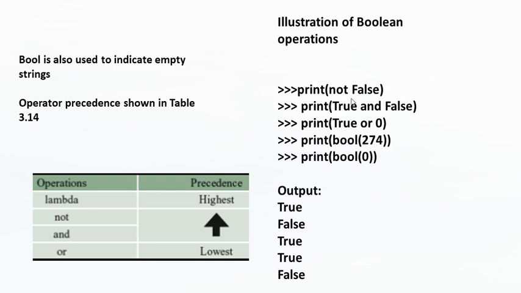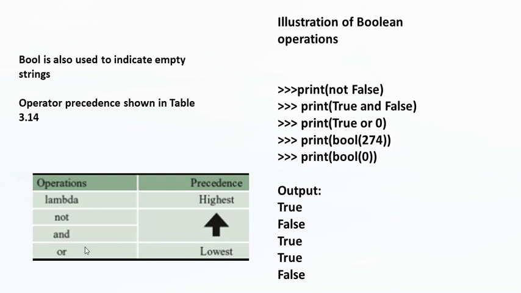So if you just go to the editor and type this, what is print of not False? Not False is nothing but True. What is True and False? True is what? 1. 1 and 0 is 0, because even if one input is 0, the output is 0. True or 0. True means 1. So even if one input is 1, the output would be 1. What is a Boolean value of 2274? Since there is a value here, it will be given as True. What is a Boolean of 0? Since it's a 0, the Boolean value of 0 is False.